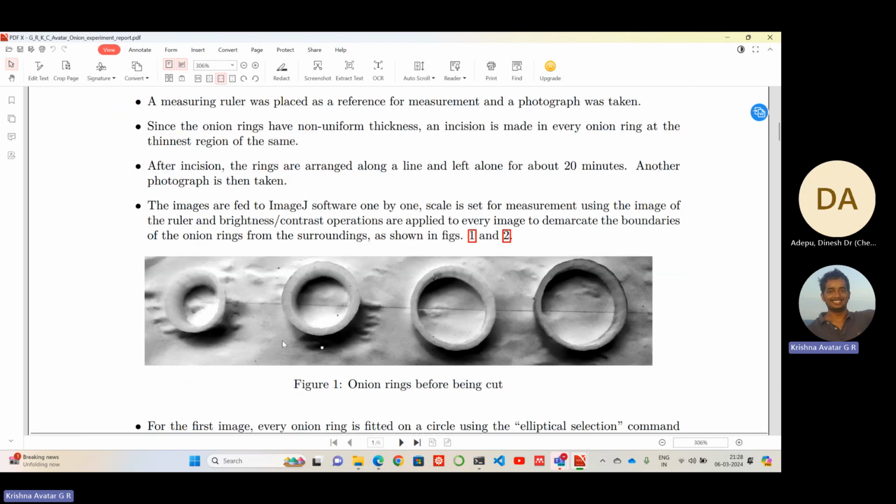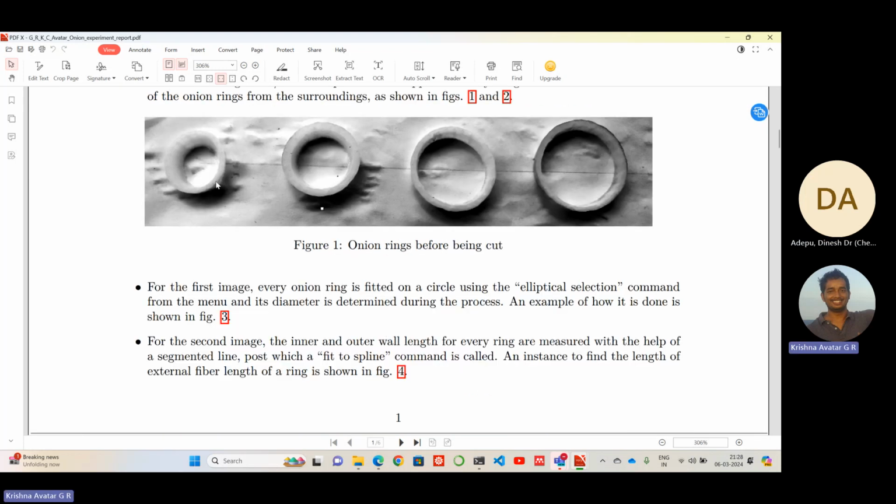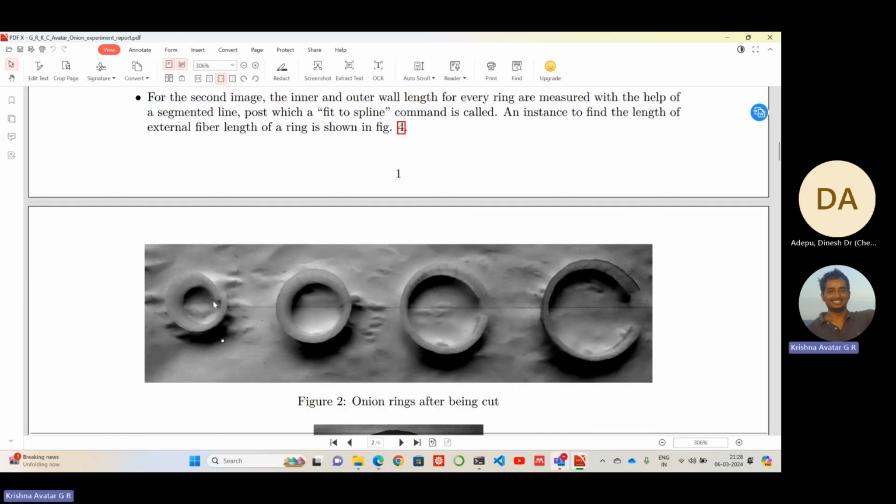Say I have these initial onion rings before being cut, right? Now, when I cut it at one location, you will find that some of them go inside and the outer ones come out. So the inner ones were in compressive stress, and as we move outwards, they became under tensile stress. When you cut it, this is the residual stress-free configuration for each of the cases.